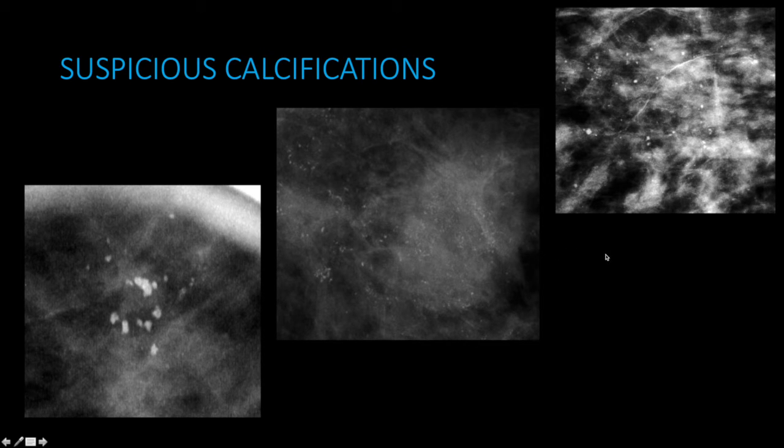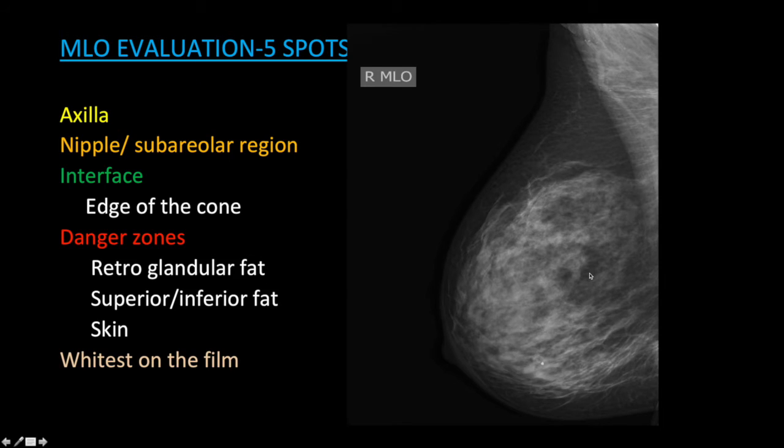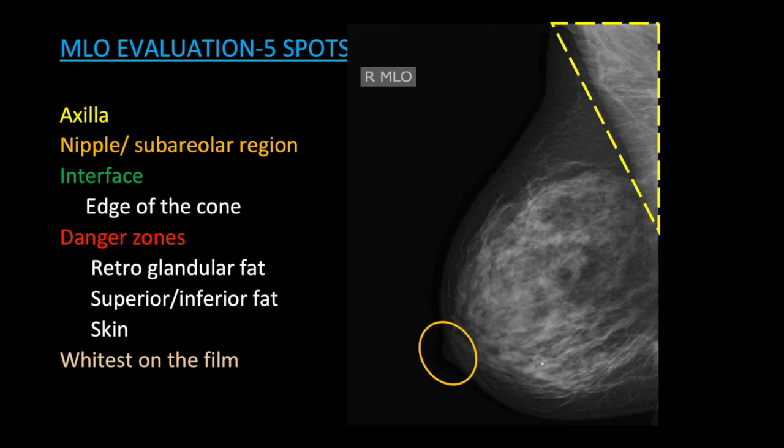Let's move on to the evaluation of 5 spots. On an MLO view, look at the axilla, look at the nipple and the subareolar region. Look at the interface, which is the edge of the cone. Now, look at the danger zones: the retroglandular fat, the superior or the inferior fat, the skin. Now look for the whitest areas on the screen.